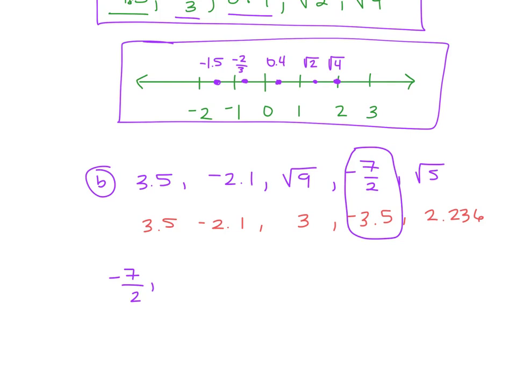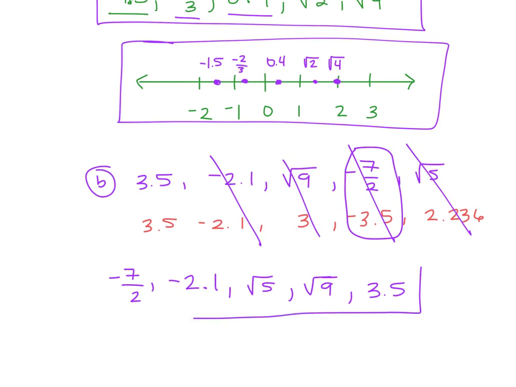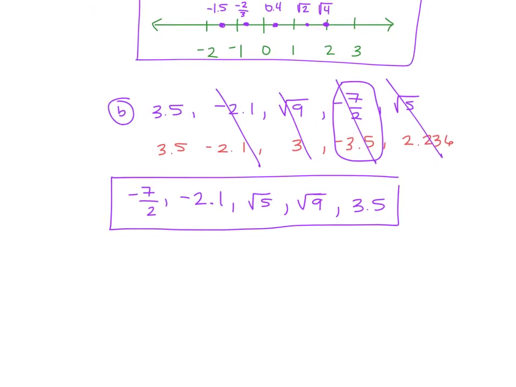What's the second one? Negative 2.1. Okay. What would come next? 2.236, which is the square root of 5. Okay, so this one's done. Then what? The square root of 9. Okay, and then the biggest one, 3.5. Okay, so this is your order. We're going to graph it.